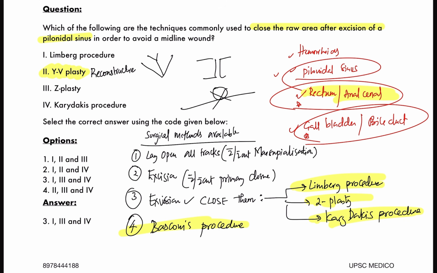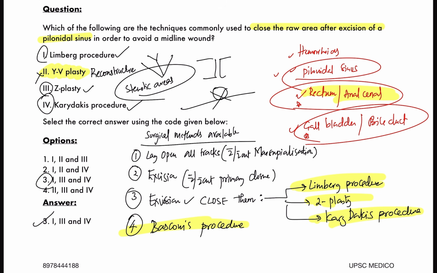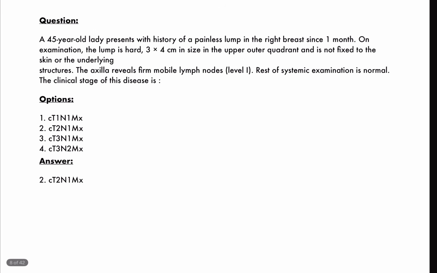This is used in correction of stenotic areas, and this is not at all related to pilonidal sinus, because pilonidal sinus is a sinus, it is not stenosis. So VY-plasty is wrong. Limburg procedure, Z-plasty, and Cary-Dakis procedure is right. The correct answer is 1, 3 and 4. Where is 1, 3 and 4? So option 3 is the correct answer. So this is a question on pilonidal sinus.